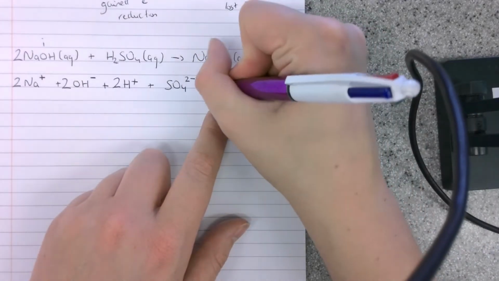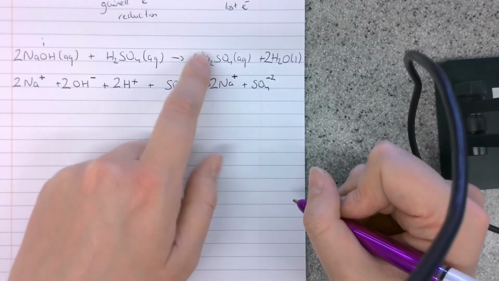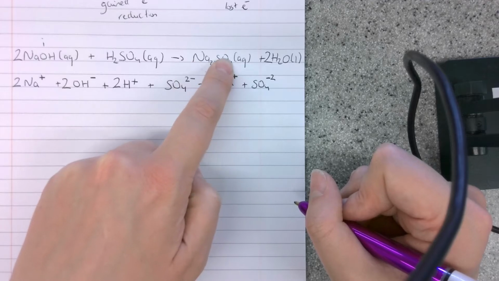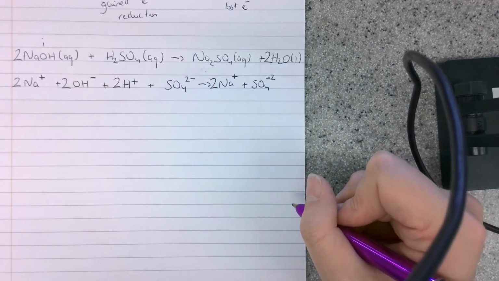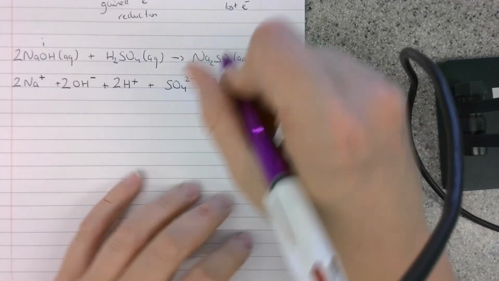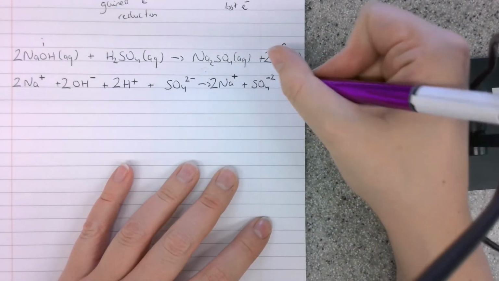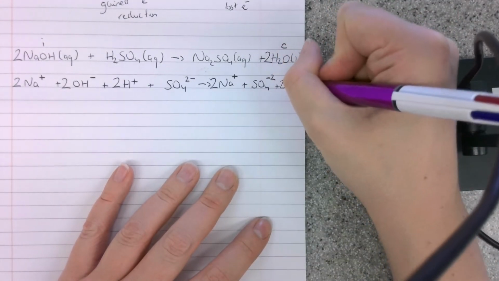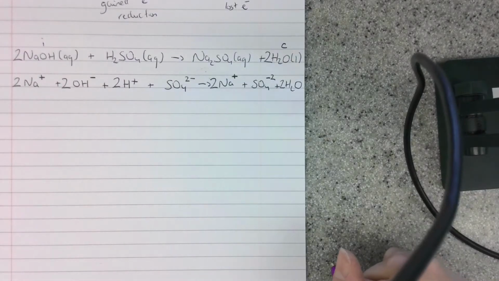Na2, I've got 2 sodium ions. That 2 only refers to the sodium, it doesn't refer to the sulfate. I've just got 1 sulfate ion. And then at the end, I've got 2 H2O. H2O is covalent, it's not going to split, and I get 2 H2O at the end.